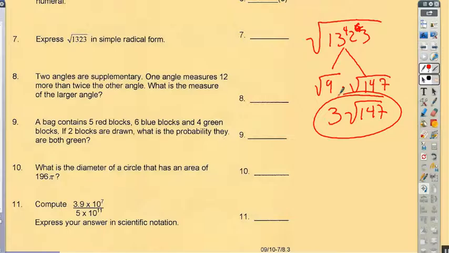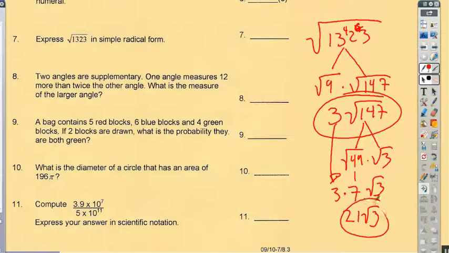But wait a second. There's more. 147. 49 goes into that one. Does? 49 does, yes, because it's 3 less from 150, and 150 times 3. All right, so we can break that up into the square root of 49 times the square root of 3. So the square root of 49 is 7 times the square root of 3. But wait, we have this 3 that we need to bring down as well. So 3 times 7 is 21, square root of 3.